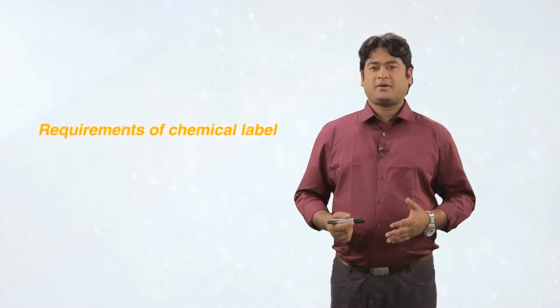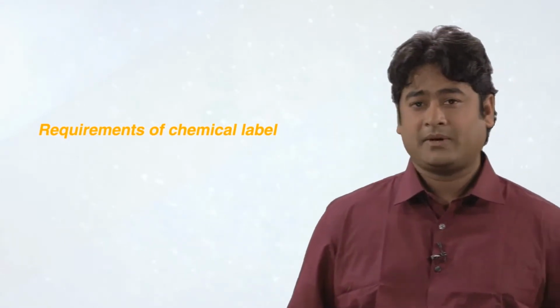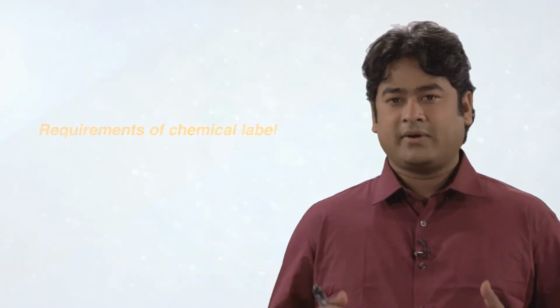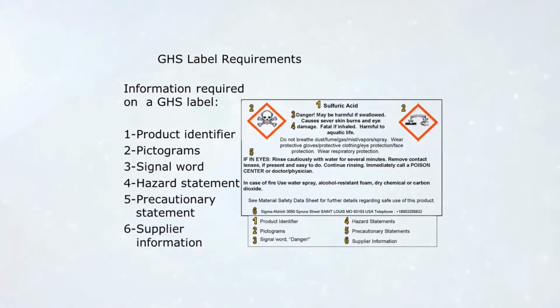What is the requirement of a chemical label? In the Globally Harmonized System, it is required that each chemical label must have at least 6 sections. This is an example of a chemical label. You see here it has 6 sections. Section 1 is the product identifier, the chemical name itself.